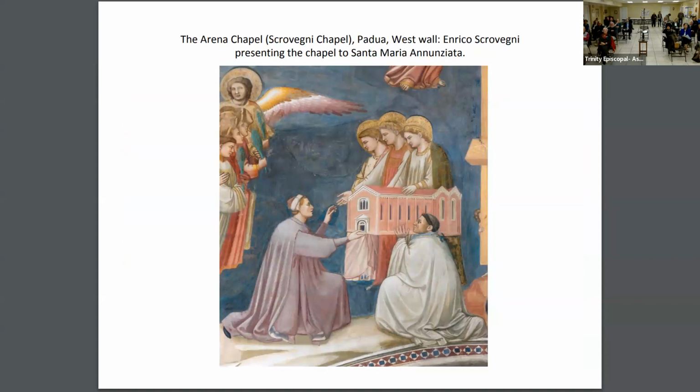And the chapel was started about 1300. The frescoes are 1304 to 06. And in 1303, the Pope issued indulgences for anyone who wanted forgiveness for sins to go to this chapel. So it has a huge significance in the Catholic Church at that period.